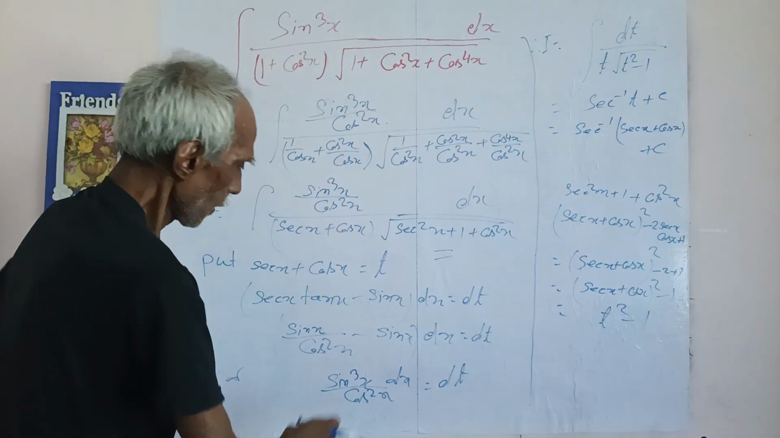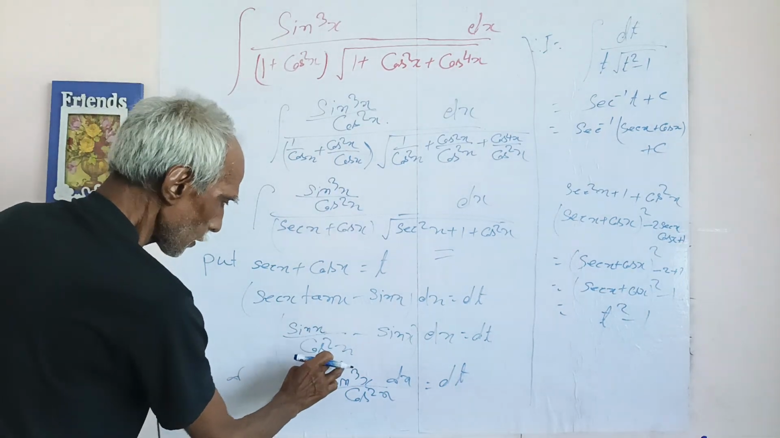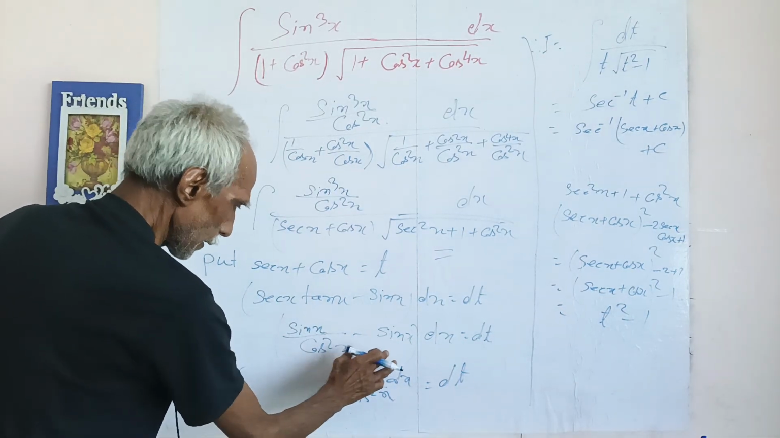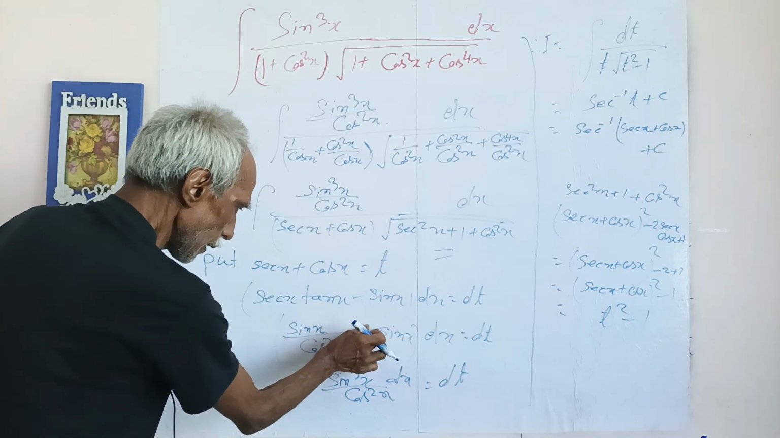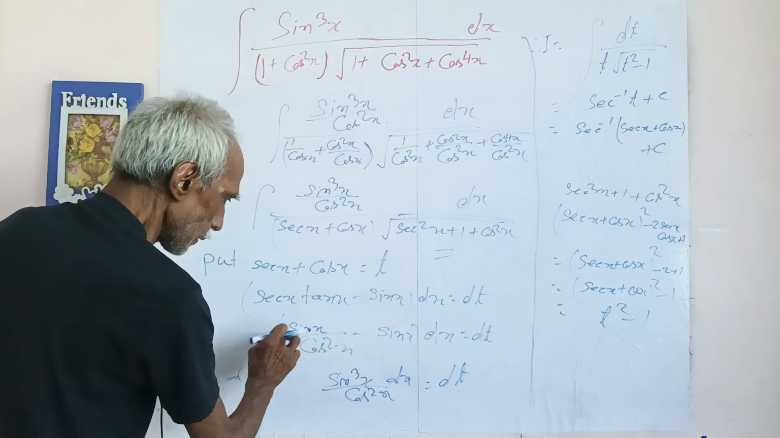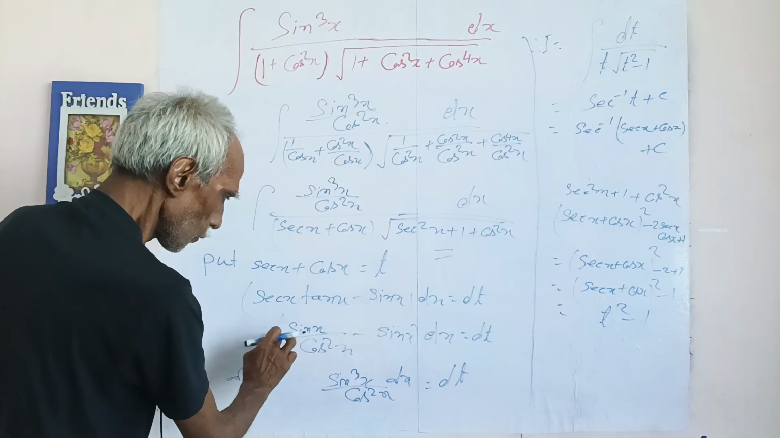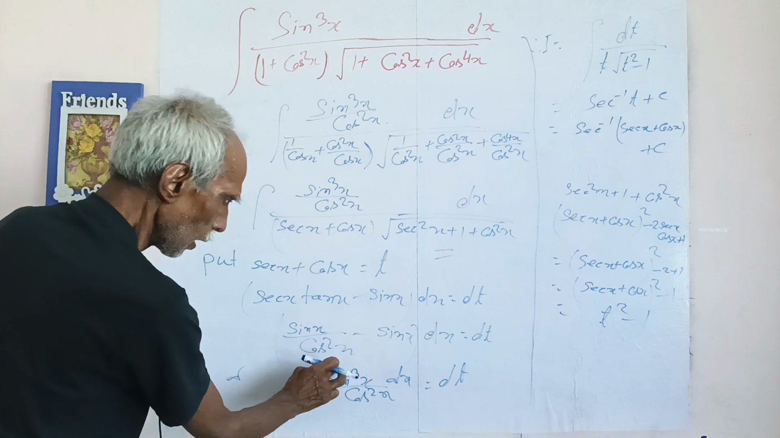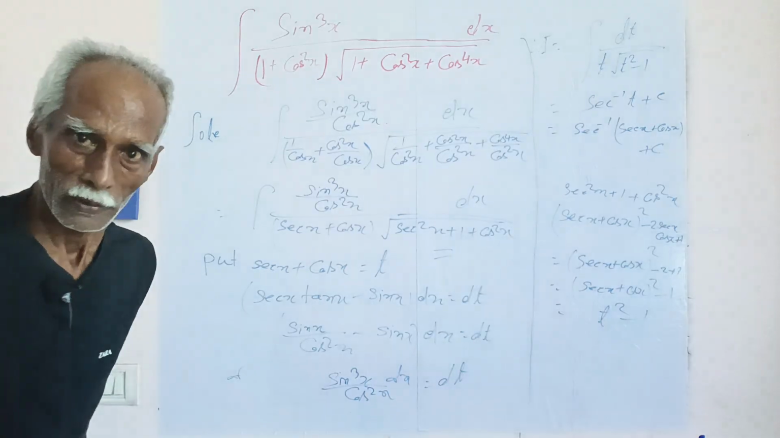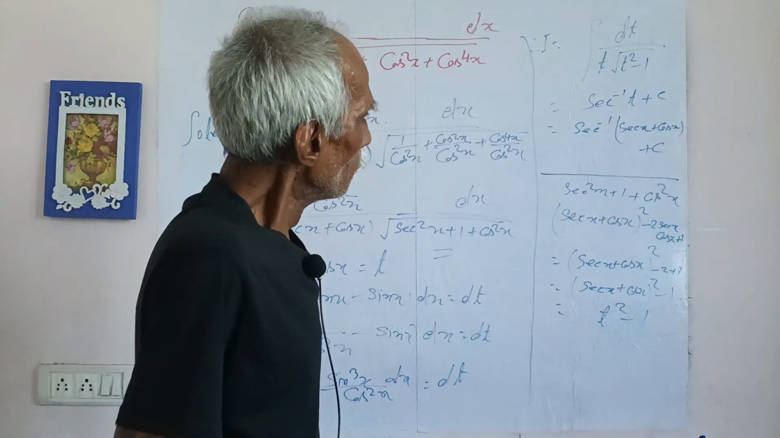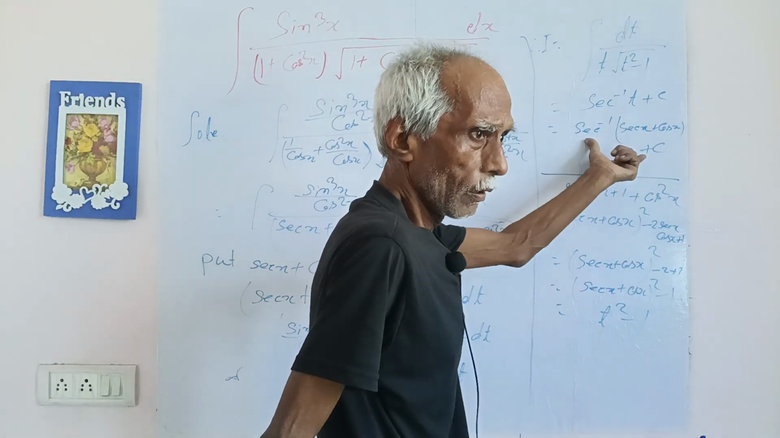Now here, see, sin x by cos square x minus sin x. By taking LCM, sin x minus sin x into cos square x, then take sin x common, then it will be sin x into 1 minus cos square x, and 1 minus cos square is equal to sin square x, so sin x into sin square x is equal to sin cube x. So finally here it is written sin cube x by cos square x dx. This is the final answer of this sum.